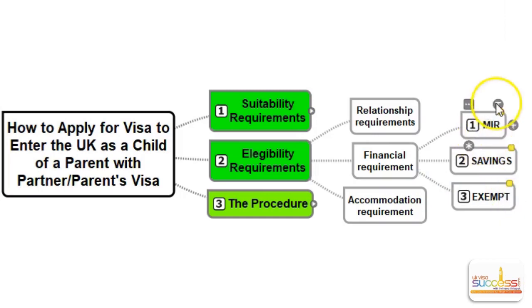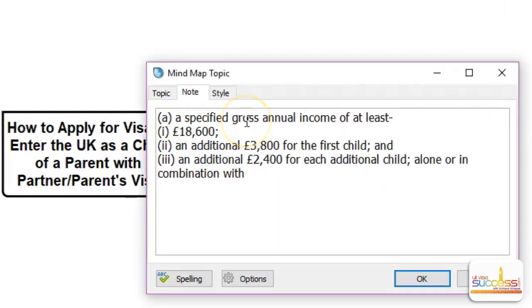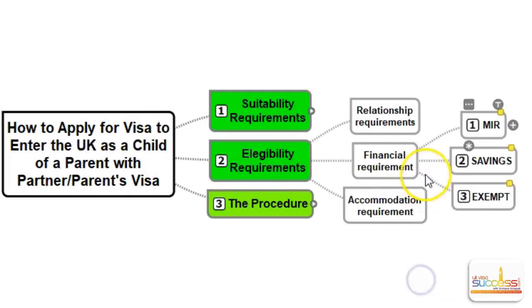Meeting the minimum income requirement is very simple. It's very similar to the way the partner meets the financial requirements. So the partner will need to be in receipt of at least £18,600 gross, and for one child an additional £3,800, and for each additional child it will be £2,400.